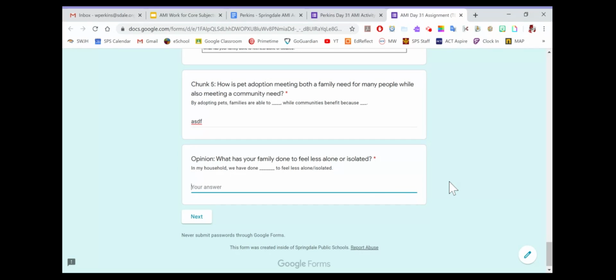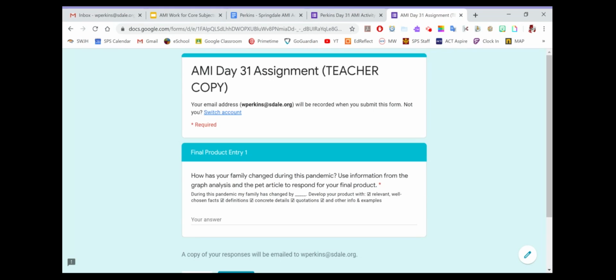What has your family done to feel less alone or isolated? In my household, we have done blank to feel less alone or isolated. So just tell your teachers, what have you done to connect more as a family or connect more as a community or neighborhood, okay? And this one has another page, so make sure you click the next button so you can move on to the last question, okay?